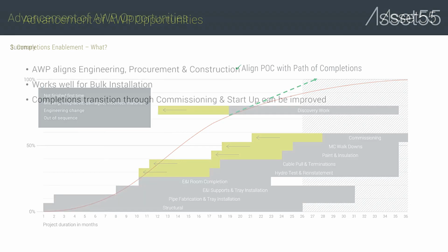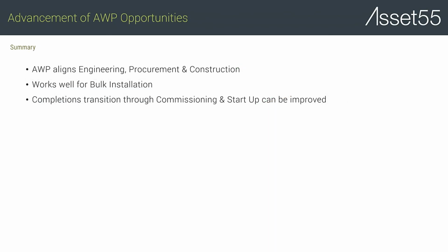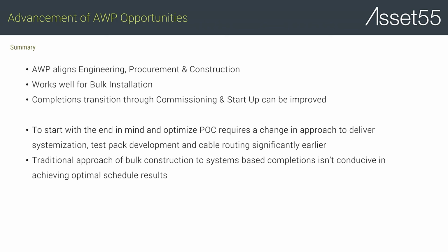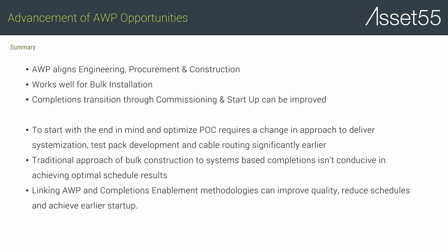In summary, AWP aligns engineering, procurement and construction and works well for bulk installation, but the completions transition through commissioning and startup can be improved. To start with the end in mind and optimize the path of construction requires a change in approach, and we need to think about systemization, test pack development and cable routing significantly earlier. The traditional approach of bulk construction to systems-based completions isn't conducive in achieving optimal results, and linking AWP and completions enablement methodologies not only improves the planning process but will improve quality of build, reduce schedules and achieve an earlier startup. Thank you very much.